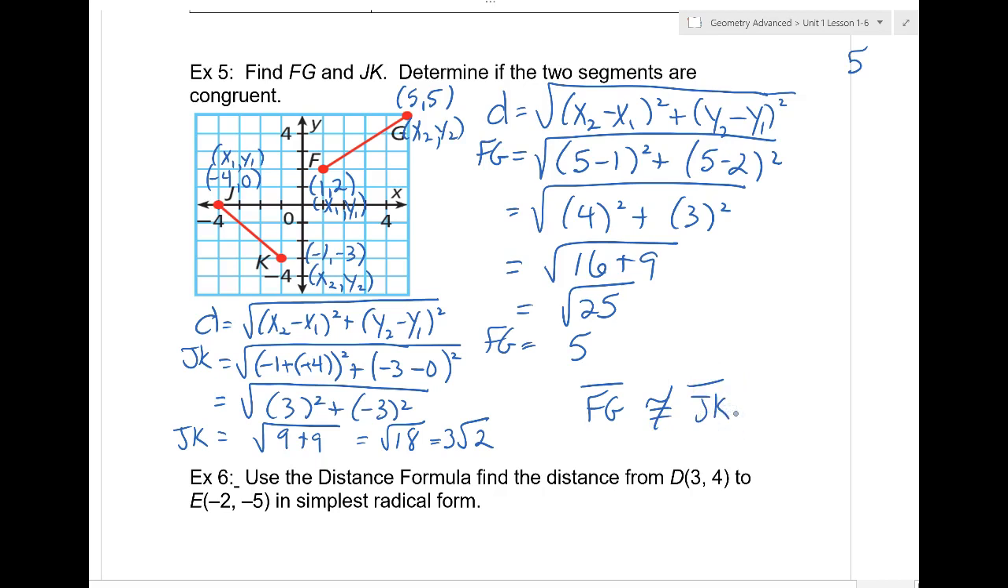Now, number 6. We're going to skip it. But look what you're asked to do. It just says, use the distance formula to find the distance from D, 3, 4 to E, -2, -5. Is it any different than what we just did? No, we're just doing it for one line segment instead of what? 2, right? Now, some of you are like, I don't remember how to simplify radicals.